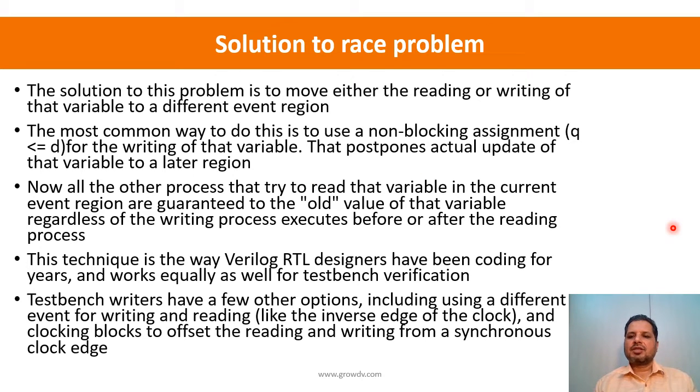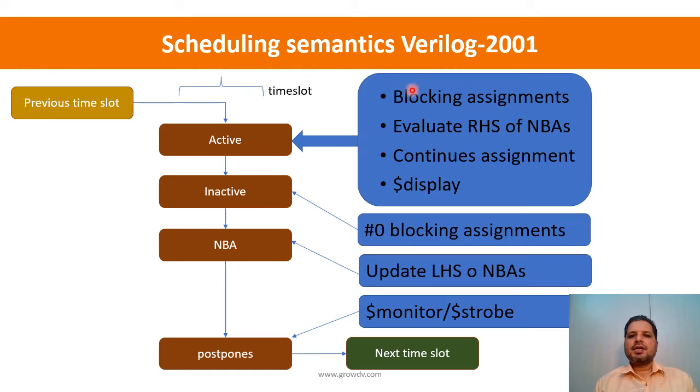Let's first understand how sampling of the old value and moving the time region helps. This is the scheduling semantics of Verilog 2001, which we had also seen in our scheduling semantics session. I'm just quickly refreshing: we have a previous time slot and the current time slot, and the current time slot is made up of these regions.